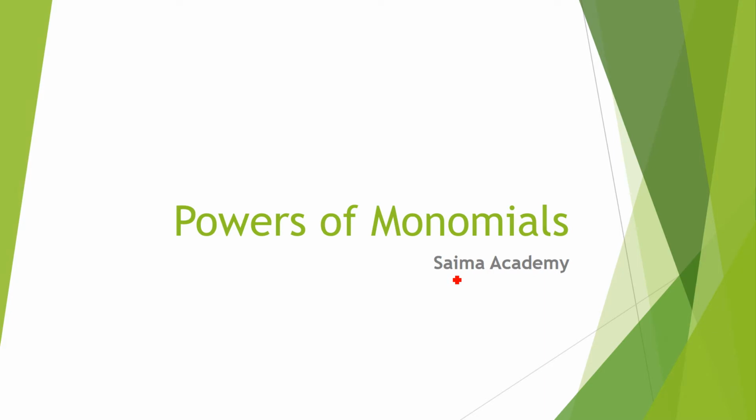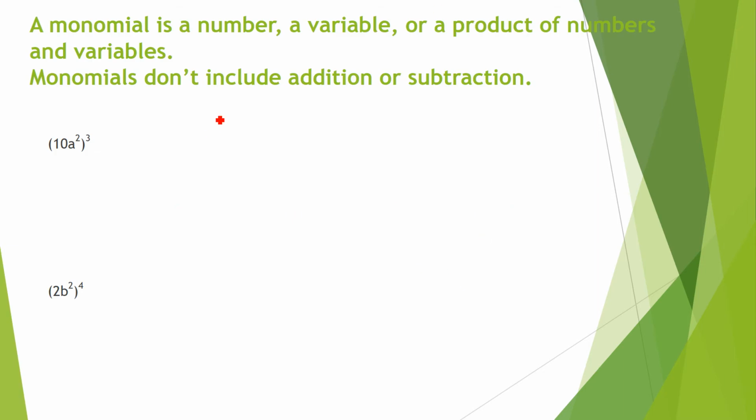In this lesson, we will discuss powers of monomials. So first of all, I will again explain to you what a monomial is. A monomial is a number, a variable, or a product of numbers and variables. Now, what does it mean? Suppose we have the number 7, this is a monomial.